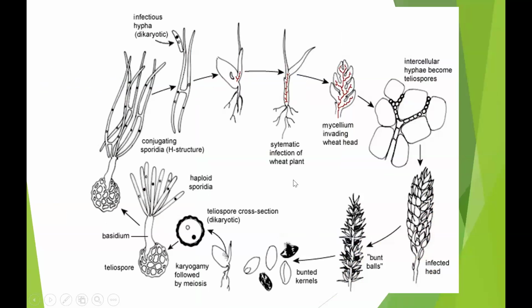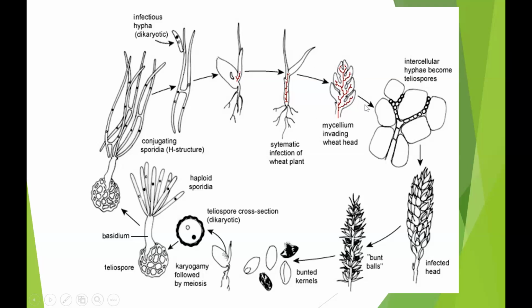The disease cycle is like this: when the infected head with bunt balls and kernels are sown, the seedling carries the disease, and it becomes systemic, due to which the teliospores and basidiospores are produced, and the conjugating sporidia with H structure is produced, which produces infectious hypha, and then it becomes a systemic infection in the wheat plant.